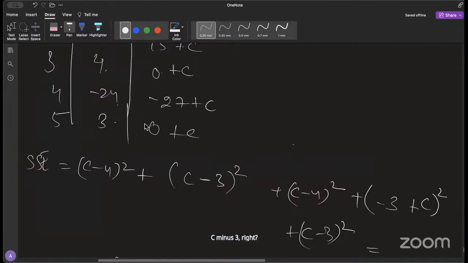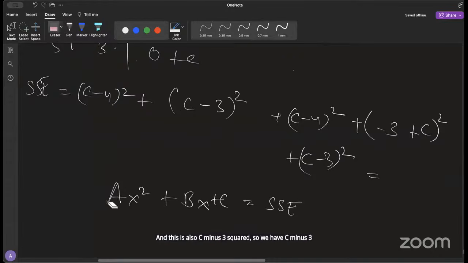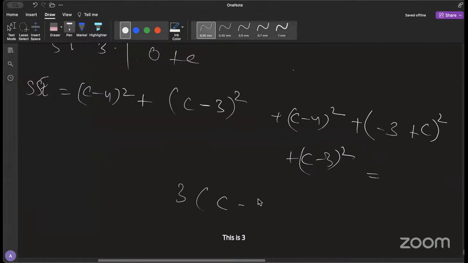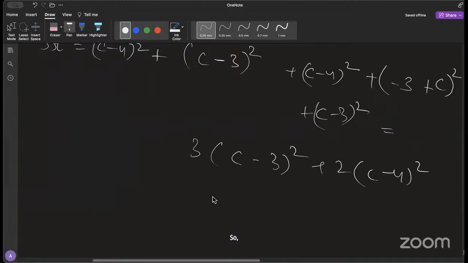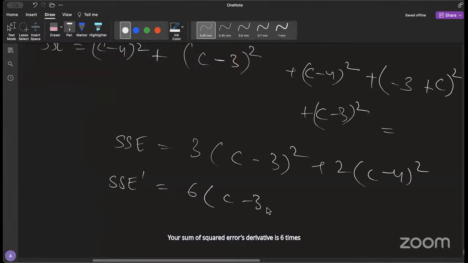Yeah. Yes, ma'am. And this is also C minus 3 square. So we have C minus 3 square a lot of times. This is 3 times C minus 3 whole square and 2 times C minus 4 squared. You have to minimize this expression. So to minimize this, you don't even have to simplify it. I'll suggest that you directly take the derivative of this. So if this is sum of square errors, your sum of square errors derivative is 6 times C minus 3 plus 4 times C minus 4, right? And equate this to 0.